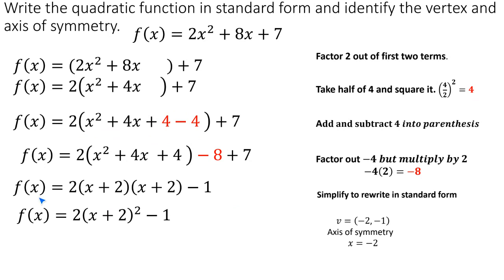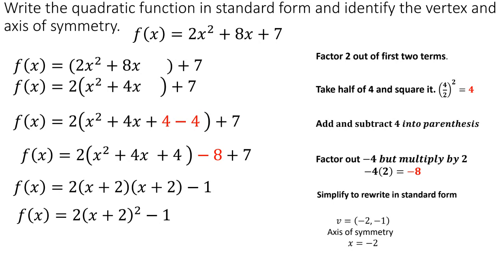So now you can see that this is in standard form. And our vertex is going to be the h, which in this case we have a positive 2. So our vertex would be a negative 2. And our k is a negative 1. The axis of symmetry is going to be the x coordinate, which in this case is negative 2.